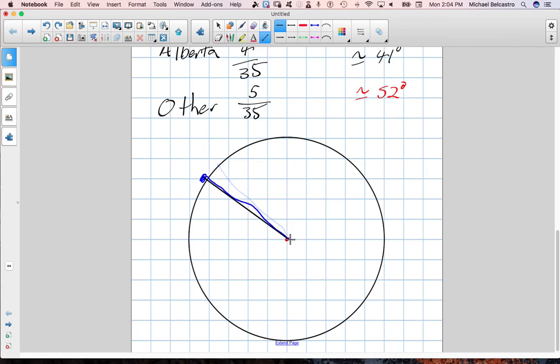So, draw radii from there to there, and from there to there. And we're going to call that Ontario. And we're going to say that this is approximately 139 degrees. Okay. Next part.